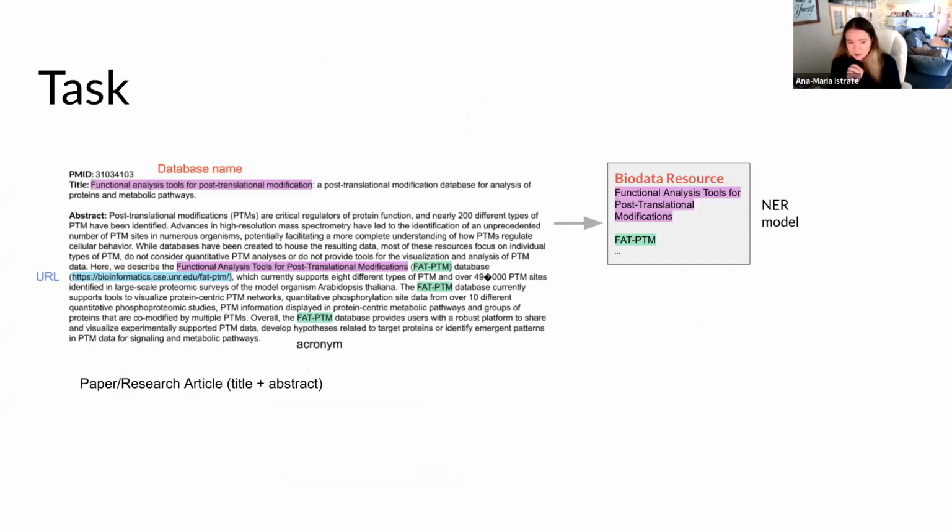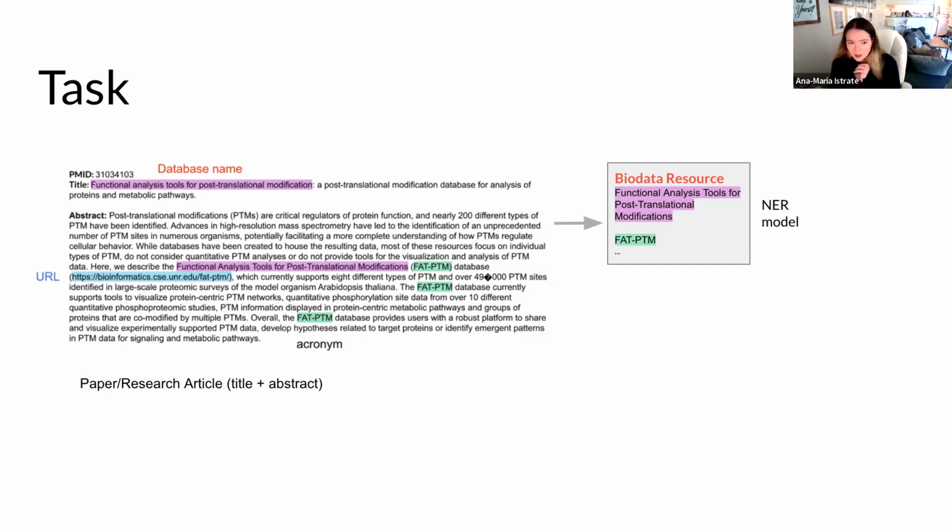What we're interested in doing here is extracting all of these databases from papers, because we want to build this comprehensive inventory. We want to know everything that's out there. There are a few popular databases that we know exist, but we don't know all of them. So the goal is to be able to create this network between these databases.